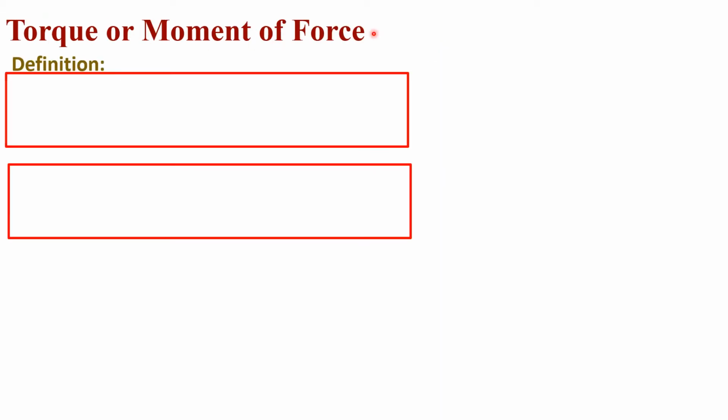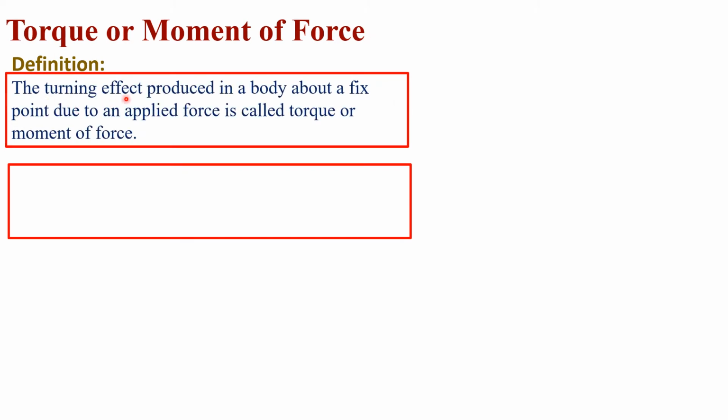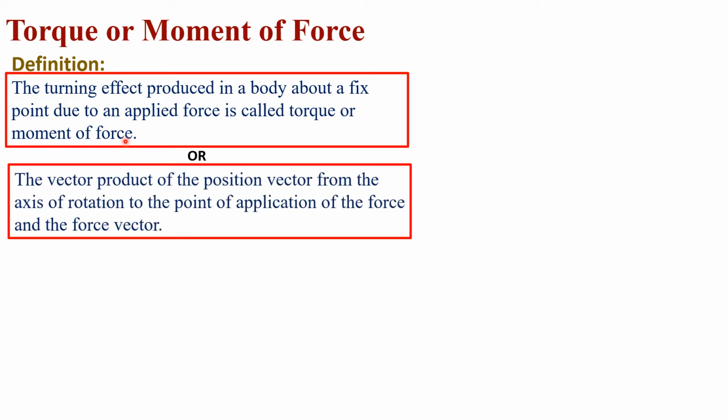Torque or moment of force. Definition: the turning effect produced in a body about a fixed point due to an applied force is called torque or moment of force. In simple wording, when we apply a force on a body at a fixed point, the turning effect is called torque or moment of force. Or in other words, the vector product of the position vector from the axis of rotation to the point of application of the force and the force vector is called torque.